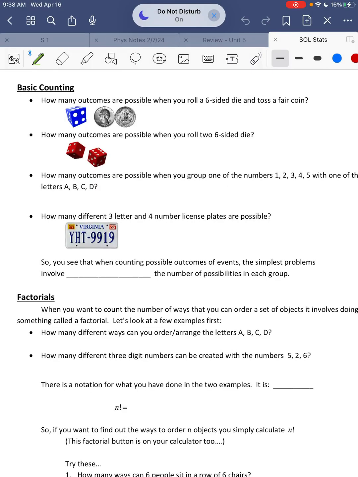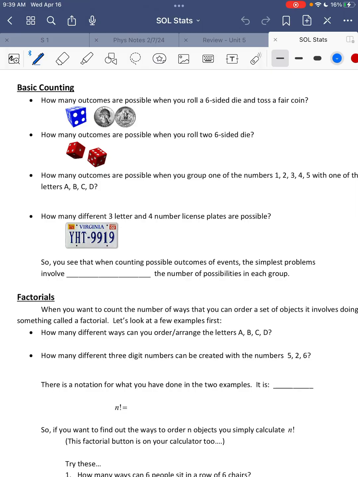All right, the other part of this unit that you have to know is basically about counting the number of ways to do things. So this beginning part is not really on there, but it kind of leads up to the other piece. So anyway, here we go.